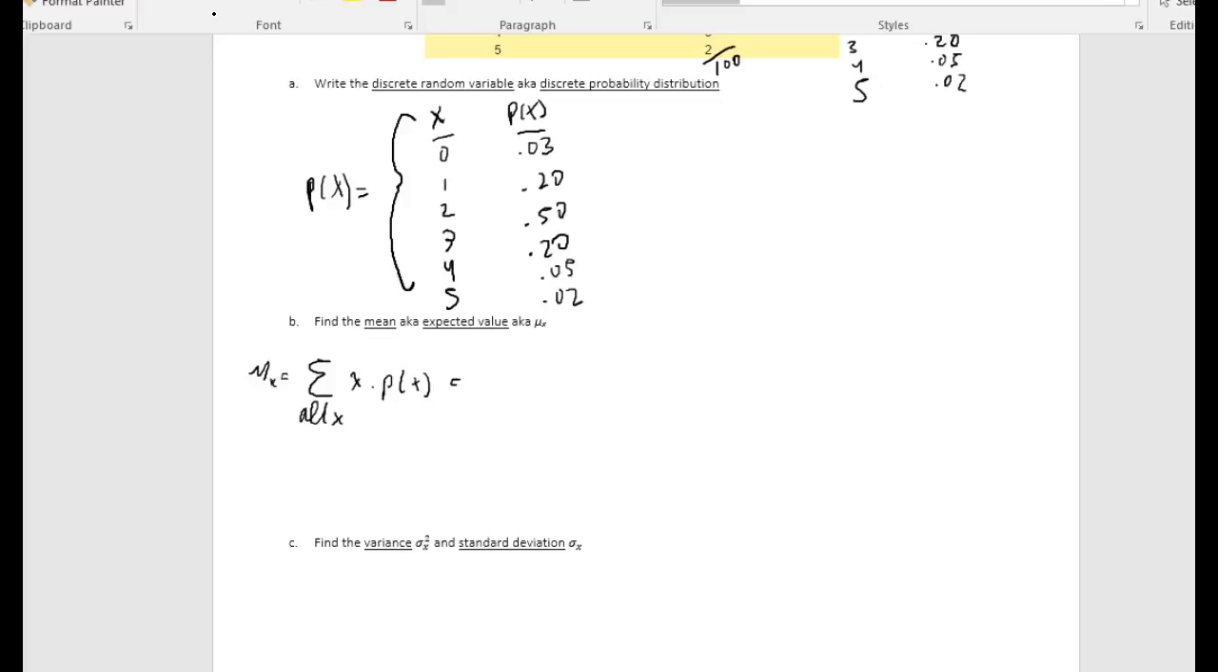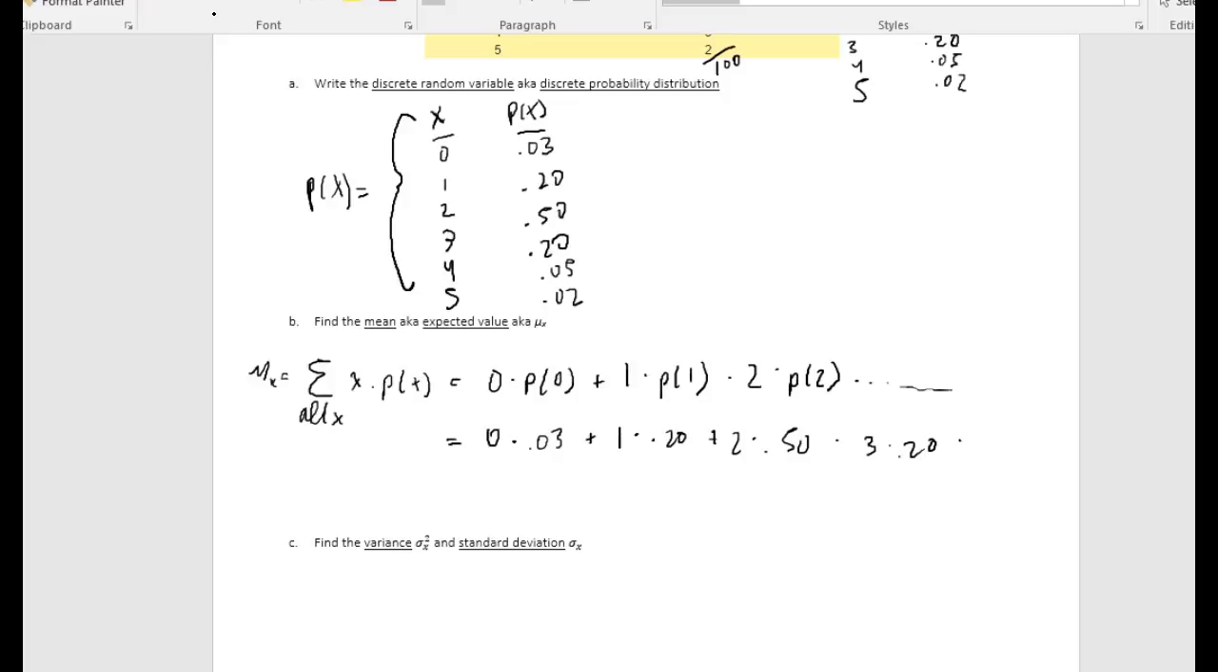So this is just going to be 0 times probability of 0 plus 1 times probability of 1 plus 2 times probability of 2, so on and so forth, all the way up to 5, okay? So then this is going to be 0 times 0.03 plus 1 times 0.2 plus 2 times 0.5 plus 3 times 0.2 plus 4 times 0.05 plus 5 times 0.02.